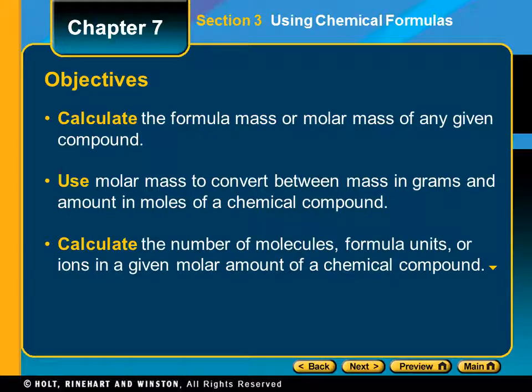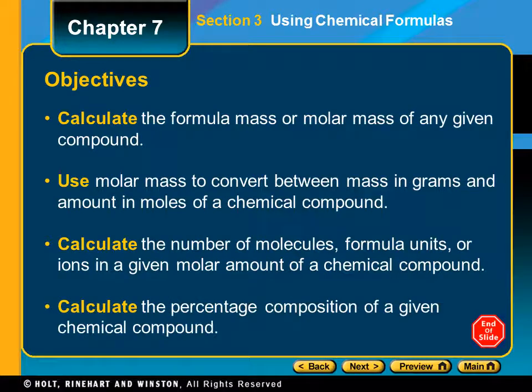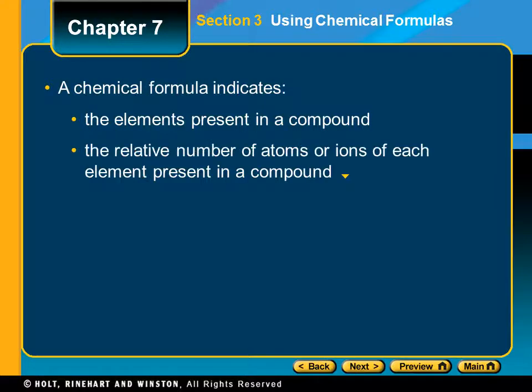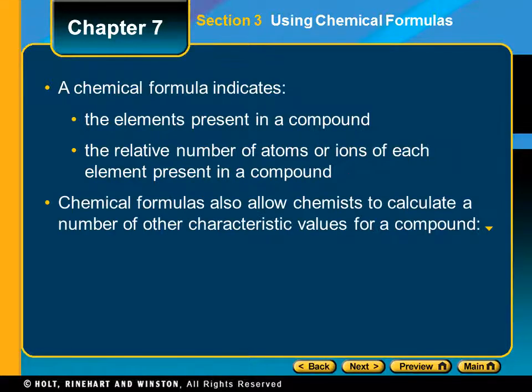We can calculate the number of molecules, formula units, or ions in a given molar amount of a chemical compound. Calculate the percentage composition of a given chemical compound. So what does a chemical formula tell us? It tells us the elements present in that particular compound. It tells us the relative number of atoms or ions of each element present in that compound.